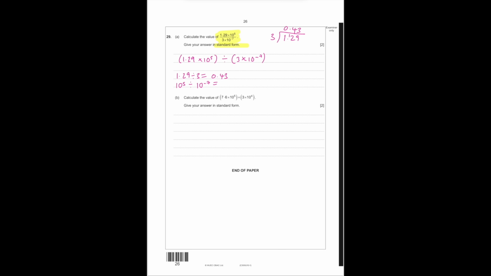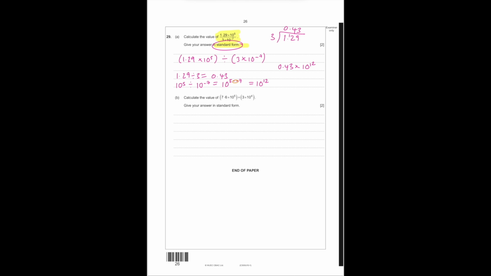And then 10 to the power of 5 divided by 10 to the power minus 7. When we're dividing, we subtract powers. So that's 10 to the power of 5 minus minus 7. I've written that out because I need to be careful of that double symbol, which becomes 10 to the power of 5 plus 7, which is 10 to the power of 12. So when I write this out, I have 0.43 times 10 to the power of 12.